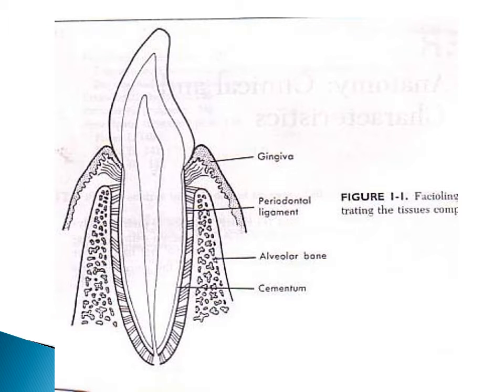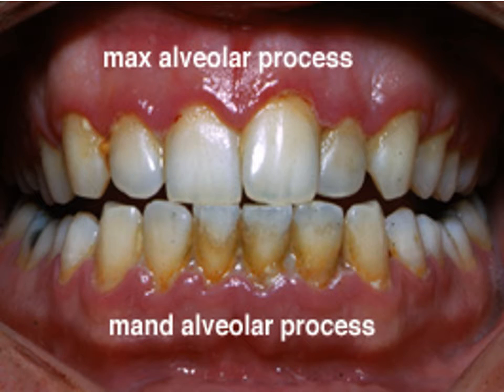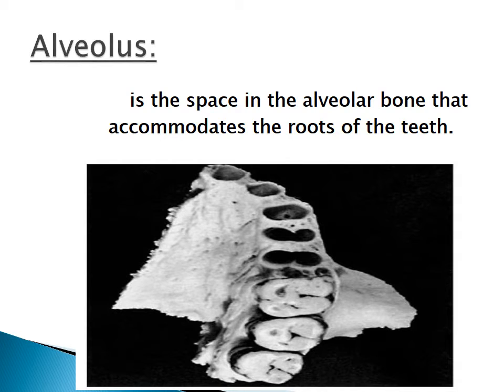This figure shows the tooth and periodontal ligament, and the alveolar bone surrounds the periodontal ligament and the tooth root surface. Now we see the maxillary alveolar process in the maxilla and the mandibular alveolar process in the mandible. The alveolus is the space in the alveolar bone that accommodates the roots of the teeth.